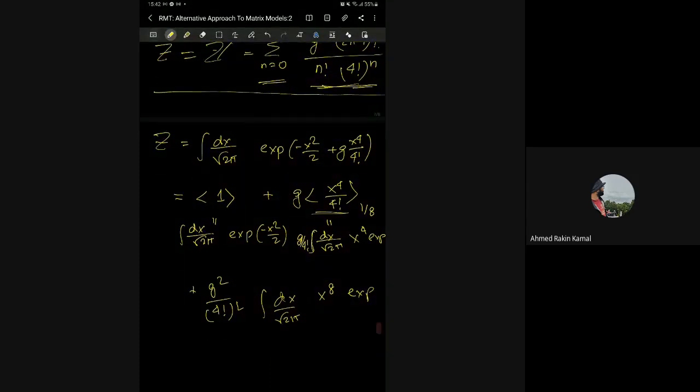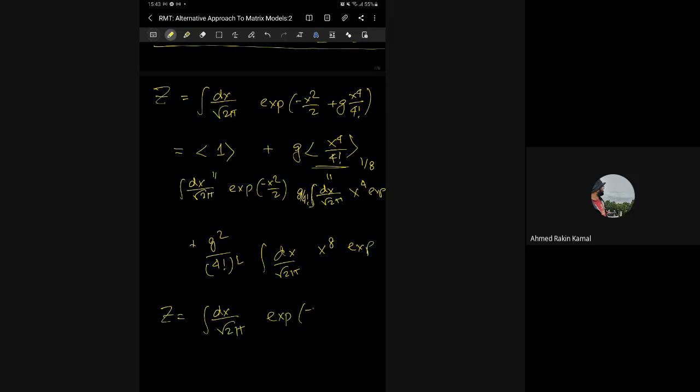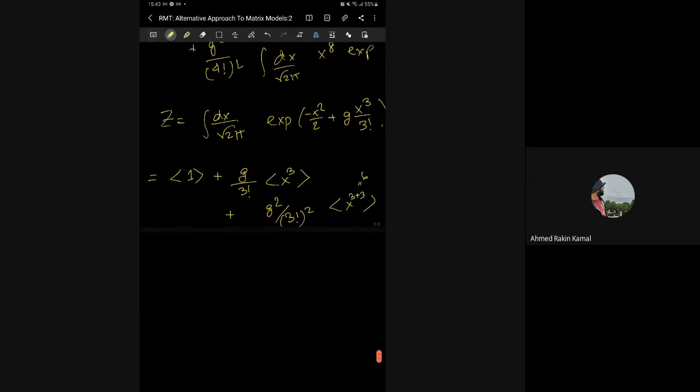For example, let me give you another example. Let's say you're looking at something like this. So Shujosh was asking why we were looking at this specific example, x to the power 4. Let's pick x cubed. If we pick x cubed, it's just 3 factorial. So how do we expand this? x^3 plus x^6 and so on. That is, I'm expanding the integral in powers of g.